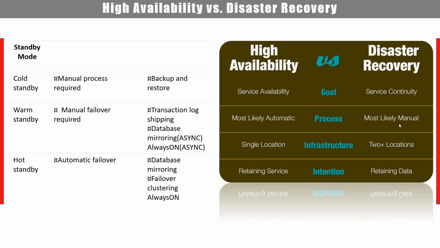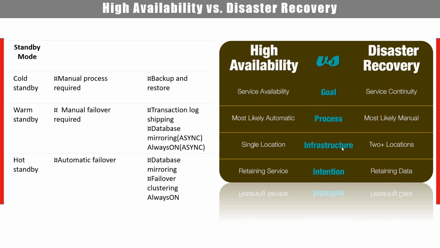I am not telling that you should configure only asynchronous mode. No, sir, I never told that. You can configure synchronous mode as well, but we are not guaranteed what the speed of the network is. So that's the reason I'm saying mostly manual process for DR, mostly automatic process for high availability.